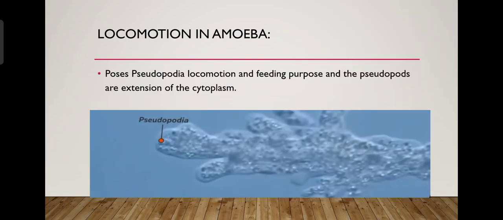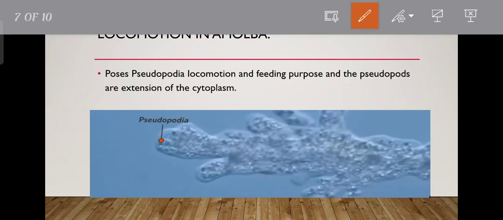Let's discuss the locomotion in amoeba. The amoeba possesses pseudopodial locomotion, used for feeding too, and the pseudopodia are extensions of the cytoplasm. Here you can see in this diagram the red dotted part is the pseudopodia, by which the engulfment of food also takes place.